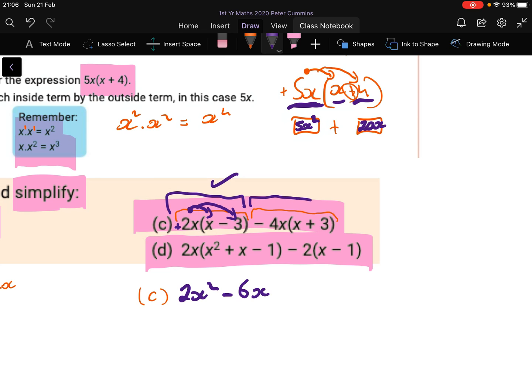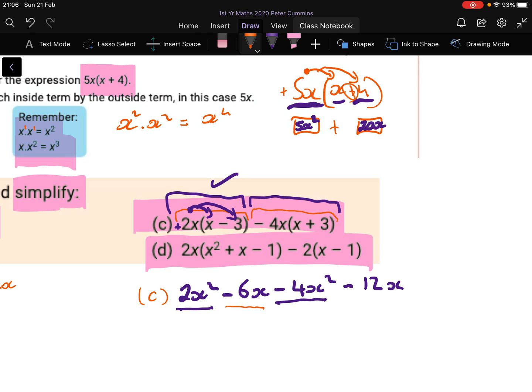Then I move over to the other part. And I say, okay, well, minus 4x by x gives me minus 4x squared. So minus 4, but minus by a plus is a minus. 4 by 1 is 4, and x by x is x squared. And minus 4x by 3 gives me minus 12x, like that. And then we're back to where we were day one. We're back to just simplifying. And I have an x squared there and an x squared there.